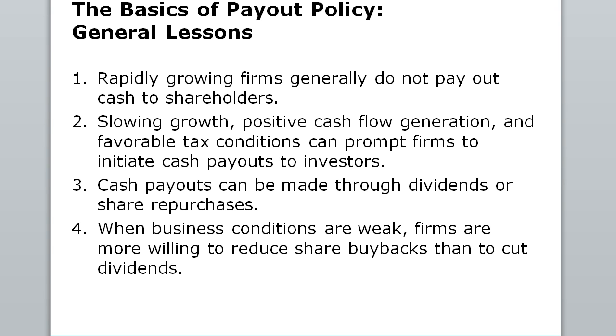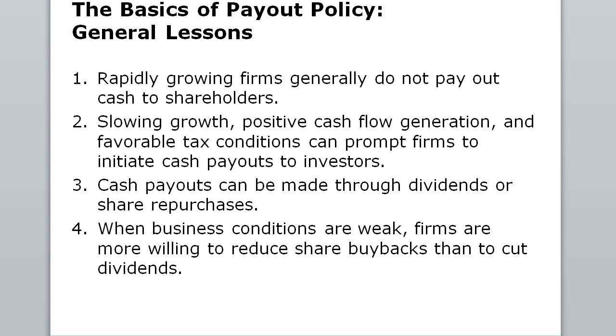So first, let's think about the basics of payout policy. Here are some general lessons. One, rapidly growing firms usually do not pay out cash to shareholders. Why? Because they need that cash to keep reinvesting in the growth. So if they're going to maintain their fast-growing company, they don't have any money to waste on dividends. They're probably using all the retained earnings to reinvest in the company and then borrowing even more money to keep the company growing.